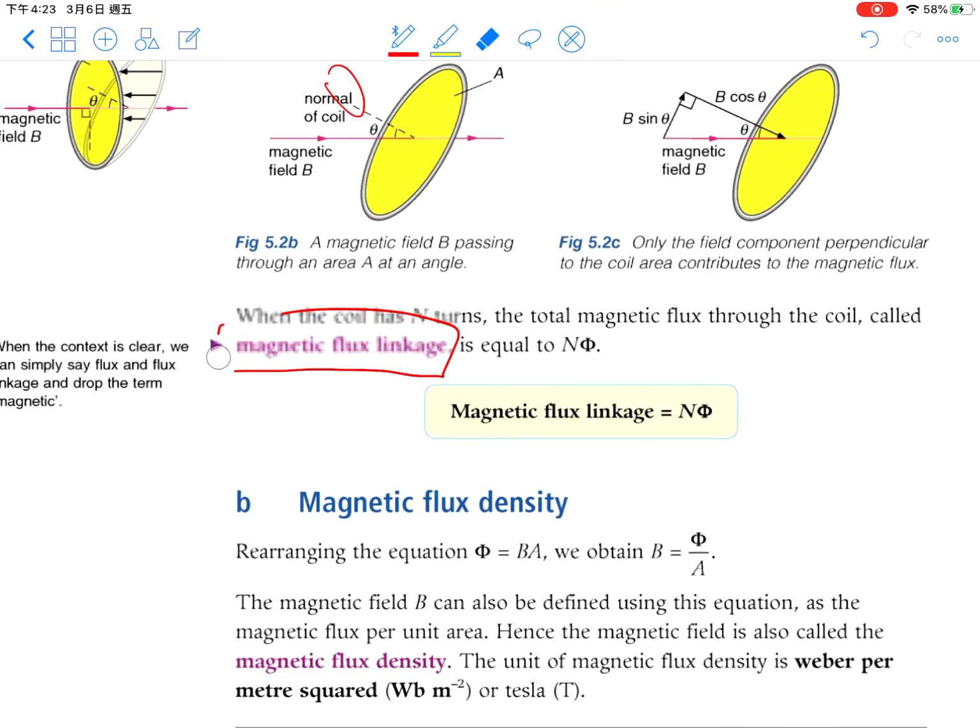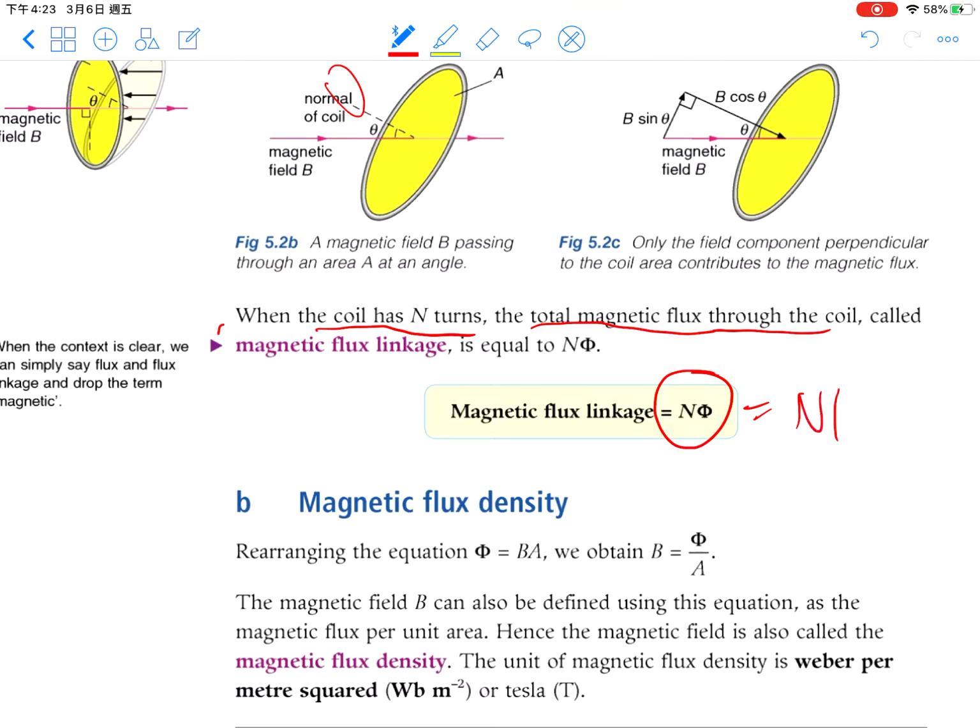And magnetic flux linkage. Now suppose for the coil we have N turns. So the total magnetic flux through the coil with N turns will be N phi. That is NBA. The magnetic flux linkage, the total magnetic flux, is NBA.